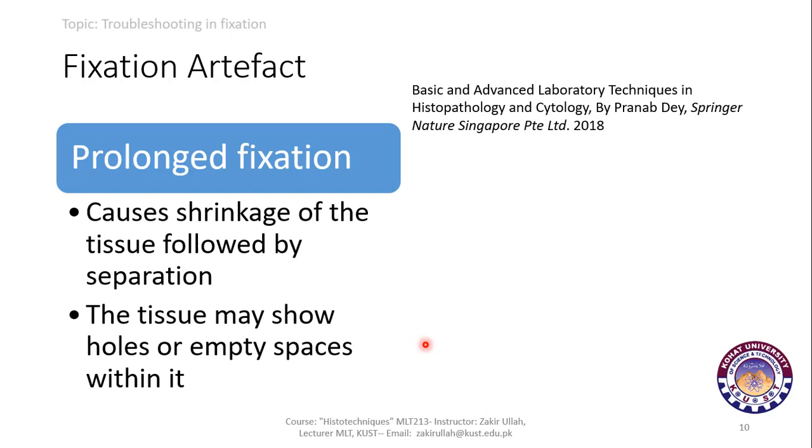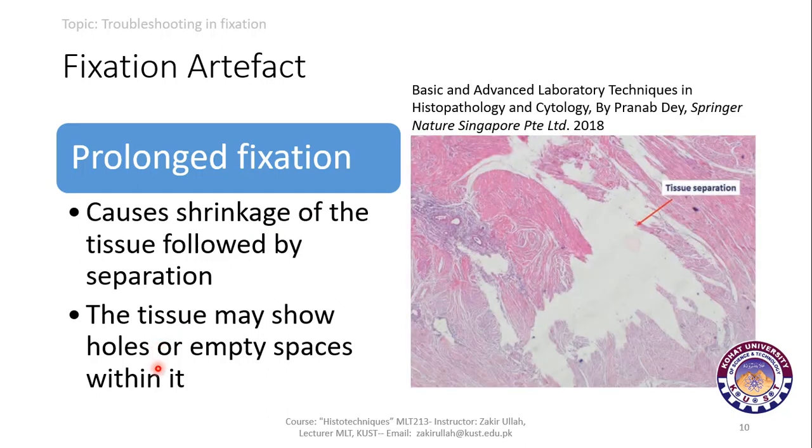If the tissue is fixed for a prolonged time, then this causes shrinkage of the tissue, and after shrinkage there is a separation between different parts of the tissue. So, in some tissues holes or empty spaces appear, and we can see in this image these are the different parts of the tissue. Here are the empty spaces within the tissue, and this is caused by the prolonged fixation, which results in the shrinkage of the tissue.